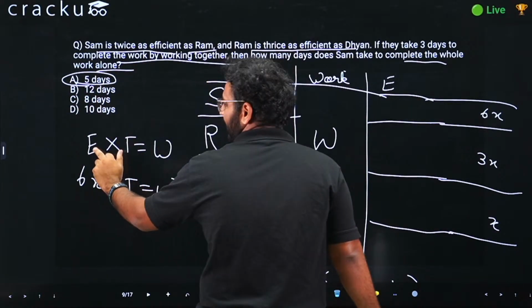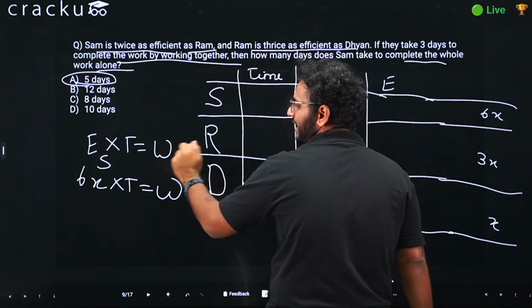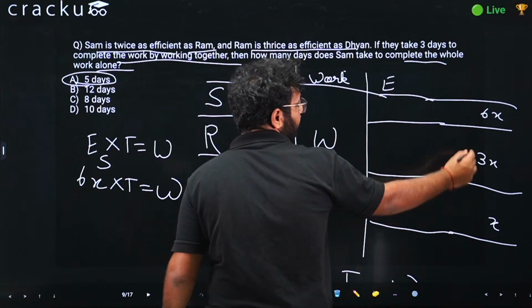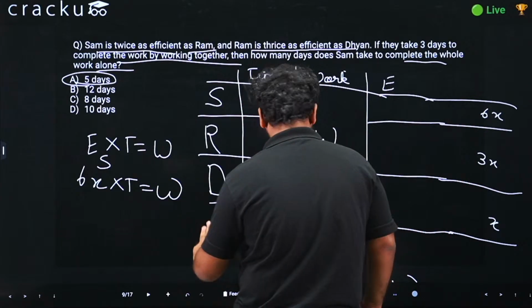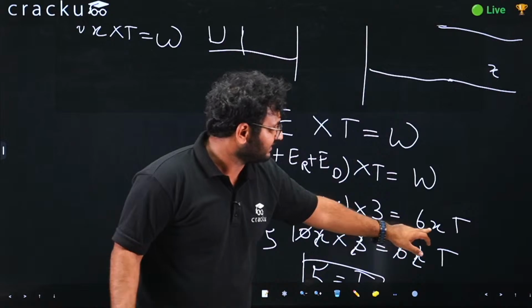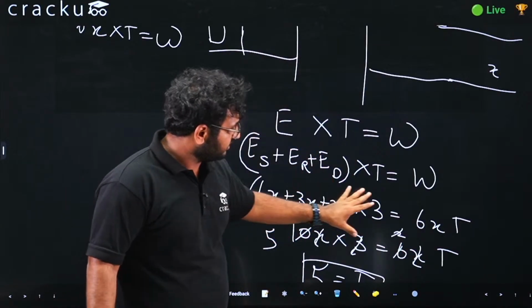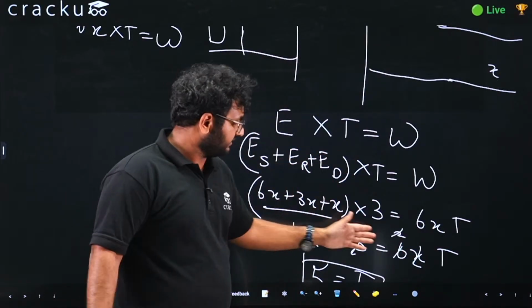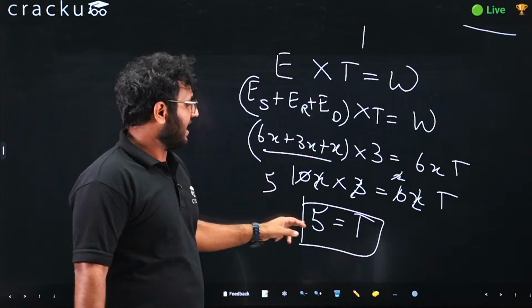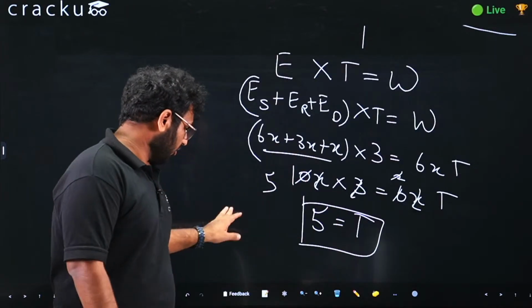What I did was write efficiency of Sam into time is equal to work. Efficiency of Sam is 6x, so 6x into t is W. Now I replace W by 6xt and then we have this equation. Now x gets cancelled out, so we get 5 is equal to time. I hope you understood this.